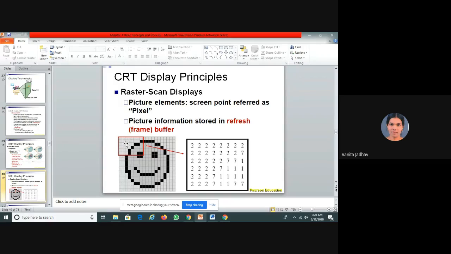Are you able to see it, students? Yes, ma'am. I'm moving the mouse. So these are the pixels whose color is nothing but 2. These are the pixels whose color is nothing but 7, and these are the inside pixels whose color is nothing but 1. So you are able to understand the difference between this 1 and 2, and this is the 7. This is totally dark.